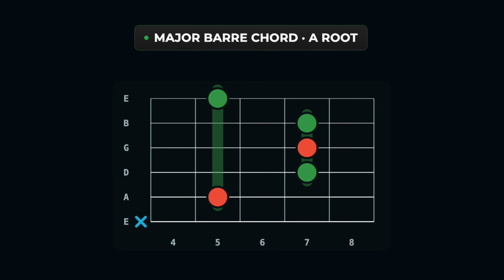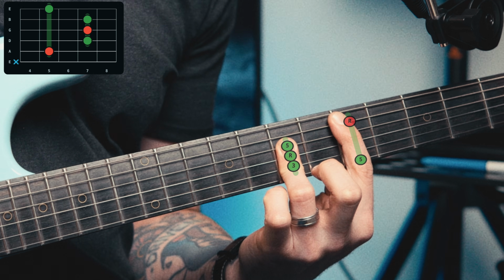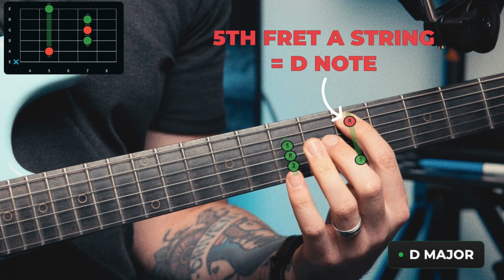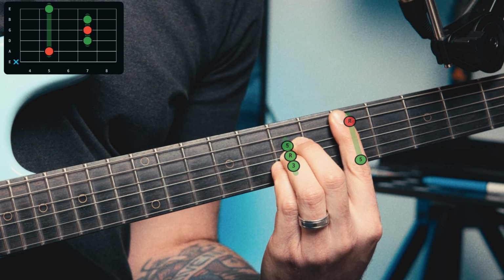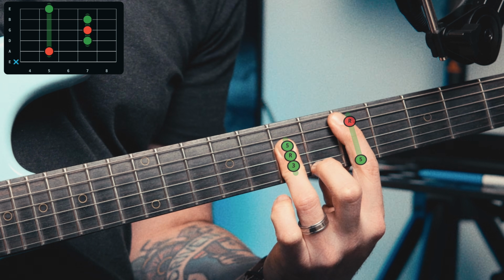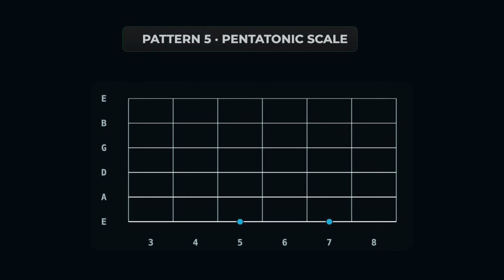Now what about your major bar chord on the A string? This is where a lot of people get lost. So first off, our major shape on the A string will look like this. In this case it would be D because this is a D note here on the A string. Some people prefer playing this chord like that. I tend to like just using one finger. Now if I'm playing this chord, the pentatonic shape that overlays that would be pattern 5.